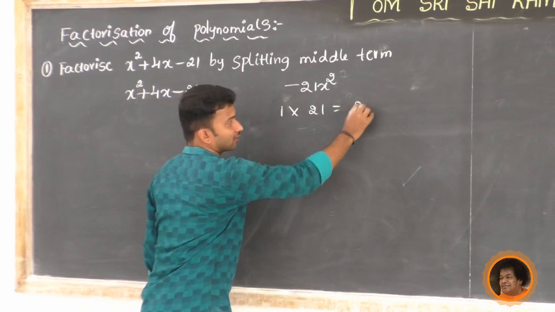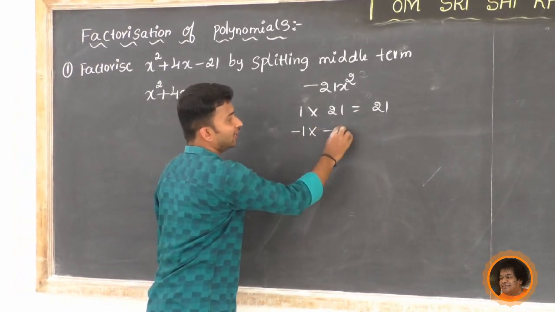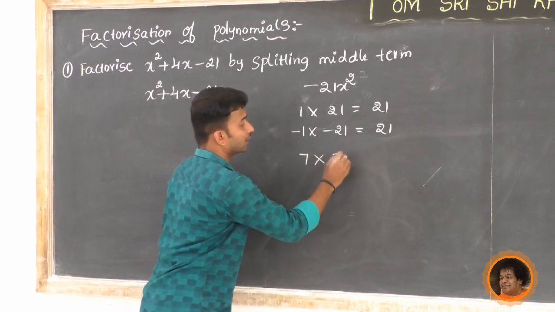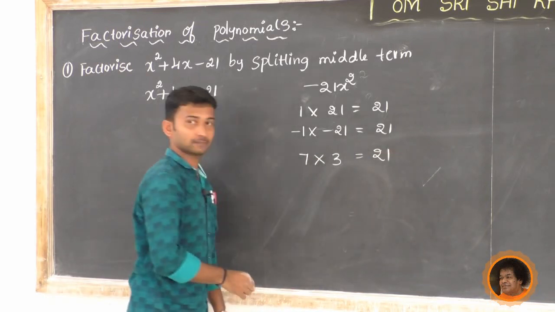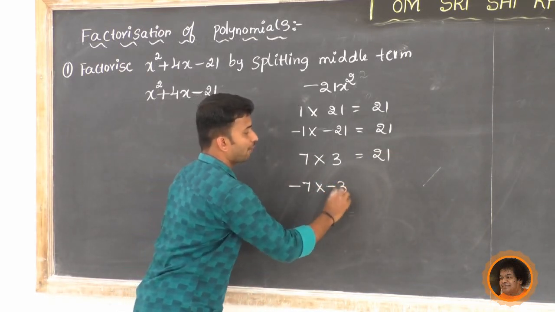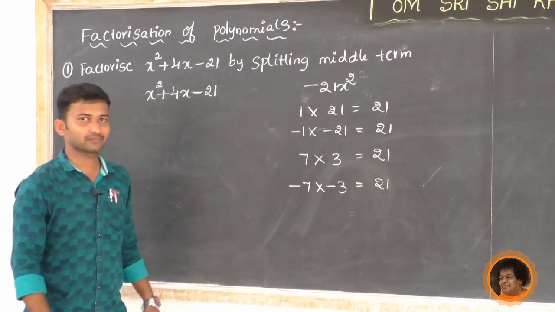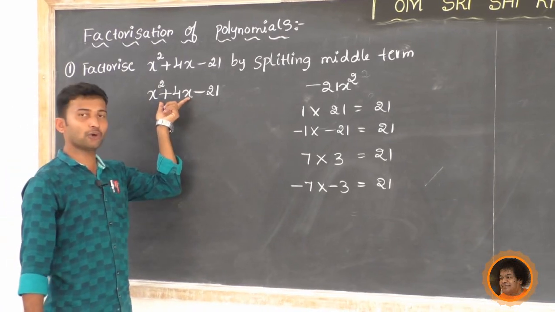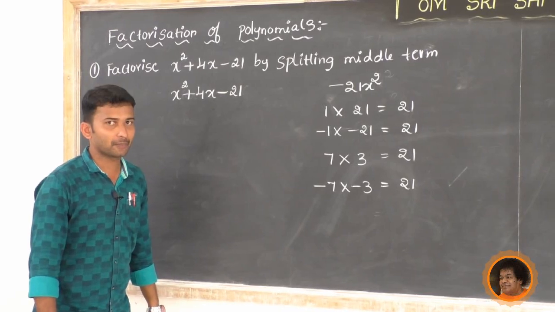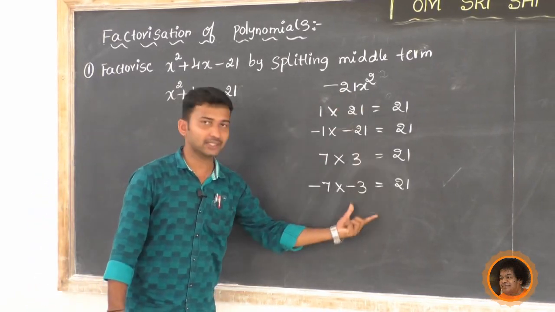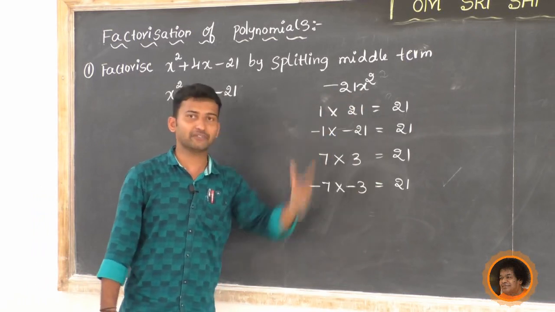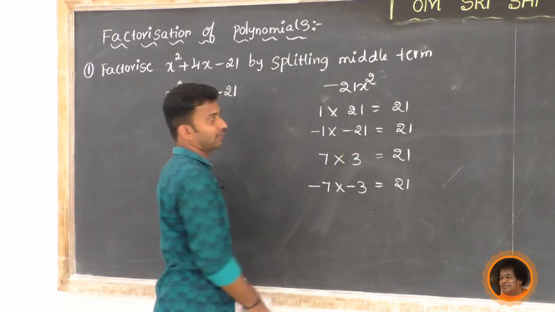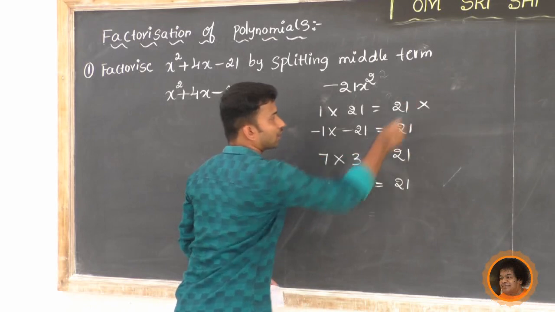1 into 21 is 21. Minus 1 into minus 21 is also 21. 7 into 3 is also 21. Minus 7 into minus 3 is also 21. What is the third step? Look at the problem. We have to split plus 4x as two terms by the list of the possible factors of minus 21 x square. Yes, check for the first set. 1 into 21 is equal to 21. Here we have minus 21, rejected.